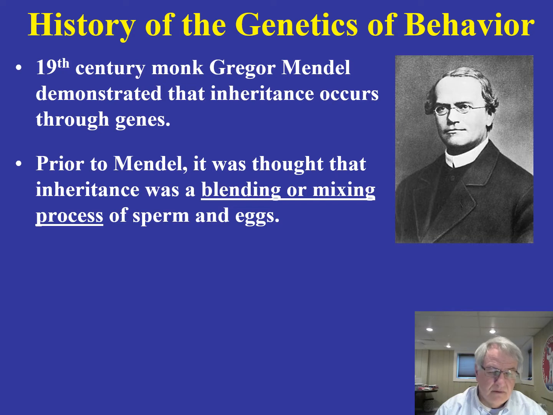Certainly, this is a person who's familiar to everyone in terms of the history of the genetics of behavior. This is Gregor Mendel, who was a monk during the 19th century, and it was his work that really helped us to understand inheritance and how inheritance occurs through genes. If you go back and take a look at evolutionary theory, especially the theory of Charles Darwin, one of the things that we know is that Darwin didn't really understand how natural selection took place.